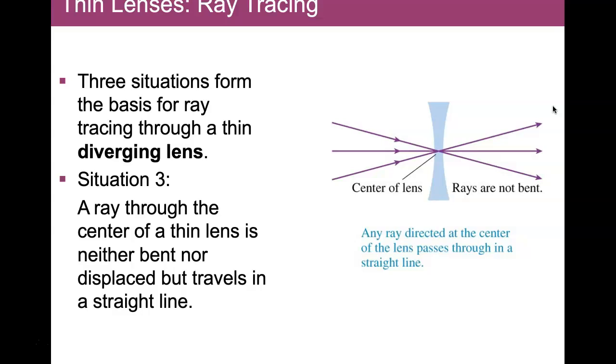And the third law is simple, it's again the same. If you go through the center, you don't bend. So this equation that we found, 1 over s plus 1 over s prime is 1 over f, works for both converging and diverging lenses, except for diverging lenses, we have to enter a negative number for f.